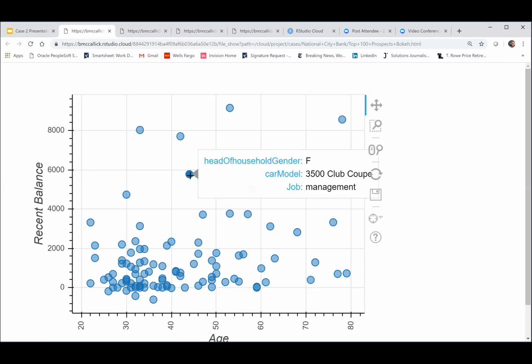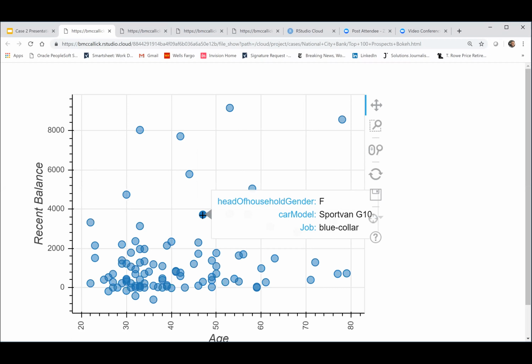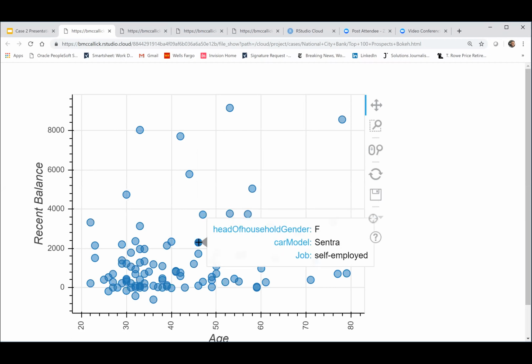If you go to one of these bouquet plots, you'll be able to see that when you hover your mouse over some of these, each dot represents an individual customer, and when you hover over, you get a look at some of their additional traits. So we hope that this is a useful way of exploring the customer segment.